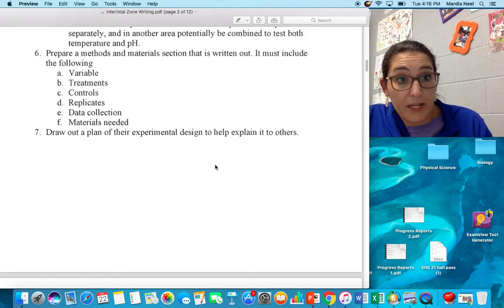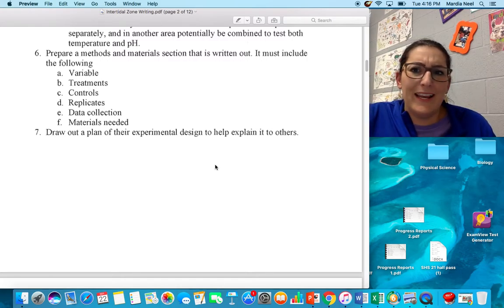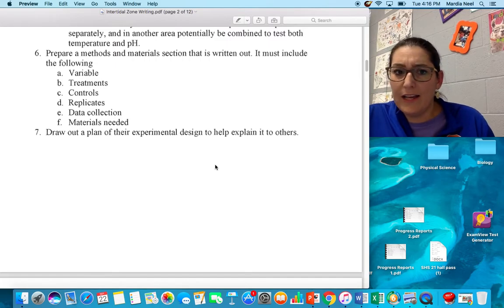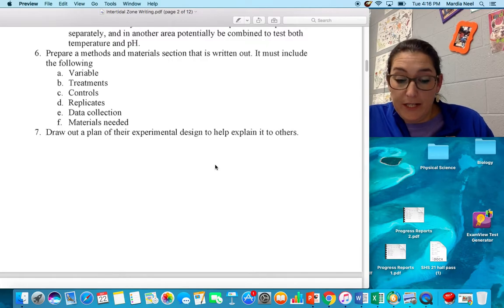When are you going to replicate it? The data collection. How are we going to get the data? Where is it going to be stored? How, especially because it can get wet. It has to be able to get wet and function and dry. And so how you're going to collect the data, and then what materials you need.